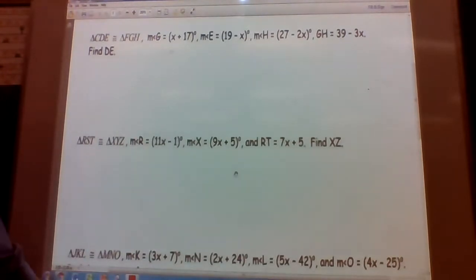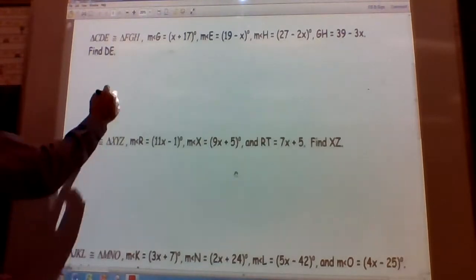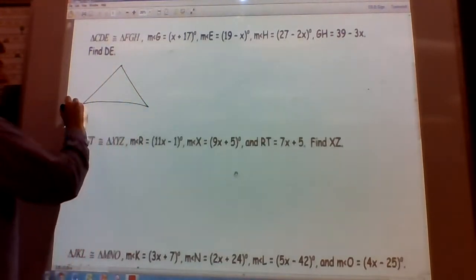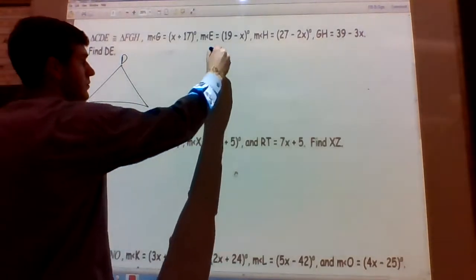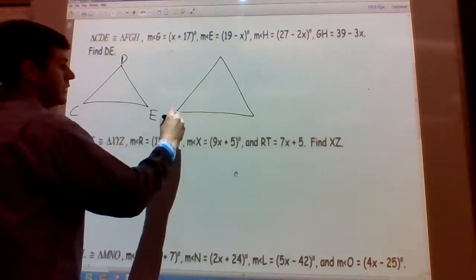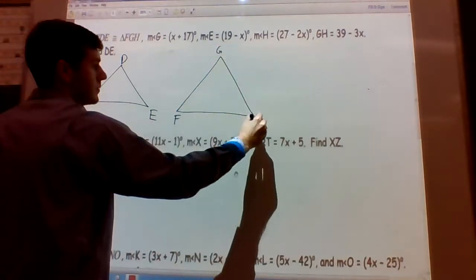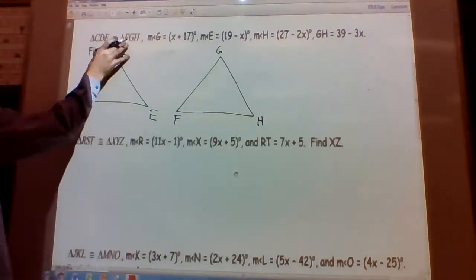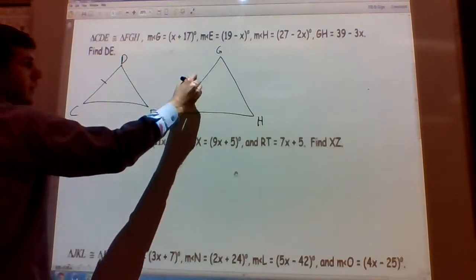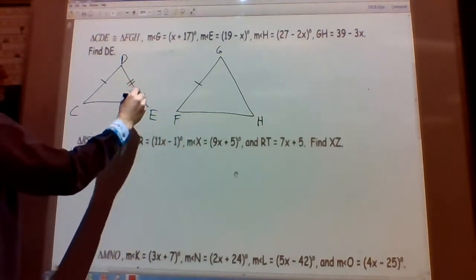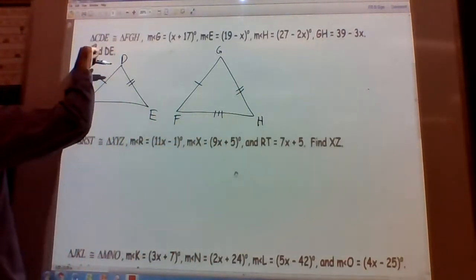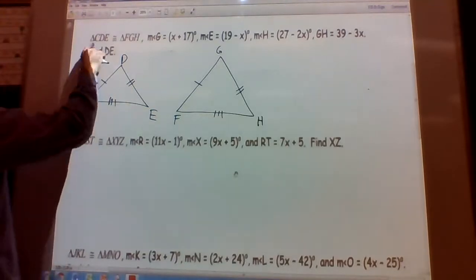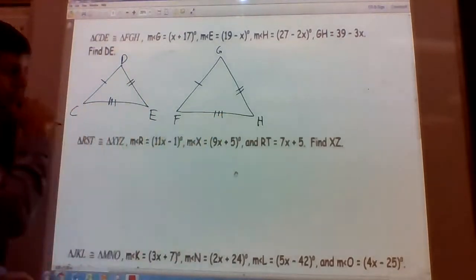First thing you should do, if we don't automatically see what to do, is draw our triangles. So let's draw triangle CDE, and triangle FGH. We know these triangles are congruent, so CD is congruent to FG, DE is congruent to GH, and CE is congruent to FH.